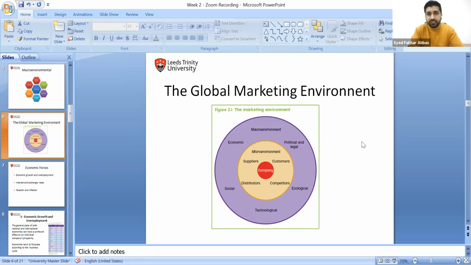So basically, in the global marketing environment, there is a mixture of macro environment and micro environment. As you can see in the blue, the macro environment includes political and legal, ecological, technological, social, and economic factors. So these factors are called macro environmental factors. And then here we can see customers, competitors, distributors, suppliers. These are called the micro environmental factors. Those affect companies directly.